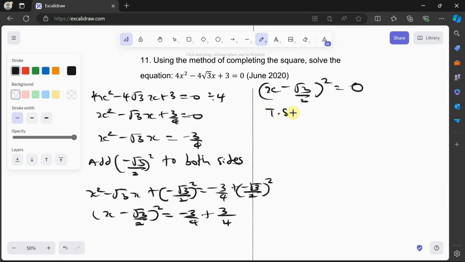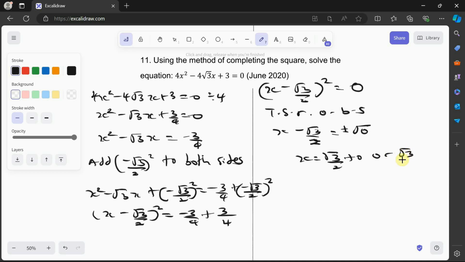So if I take the square roots of both sides, this will be x minus root 3 over 2 is equal to plus or minus the square root of 0. So that means I'm going to have plus 0 or minus 0, and plus 0 or minus 0 is going to give me 0. So I could just say x is equal to root 3 over 2 plus 0 or root 3 over 2 minus 0. So our x is root 3 over 2 twice, right? Because from this one you have root 3 over 2, from this one you have root 3 over 2.